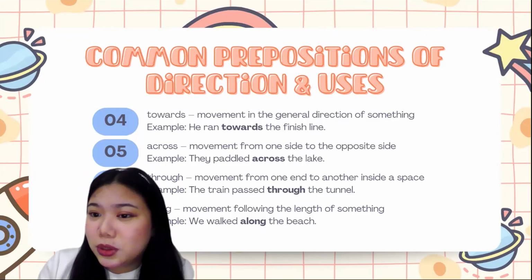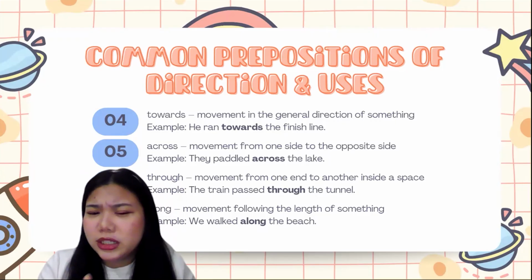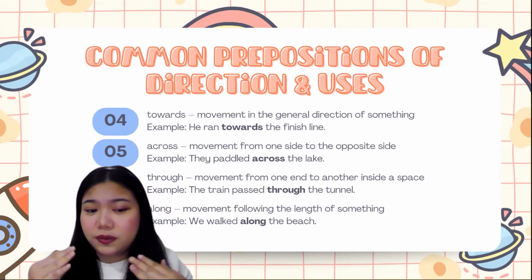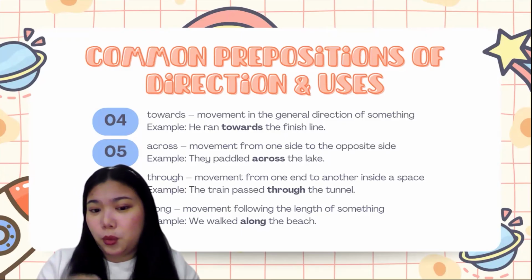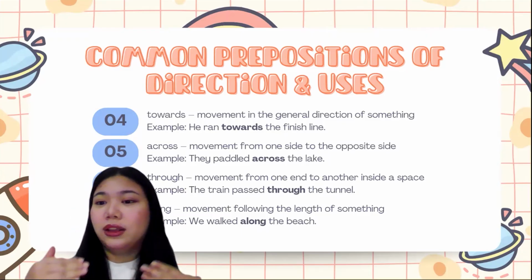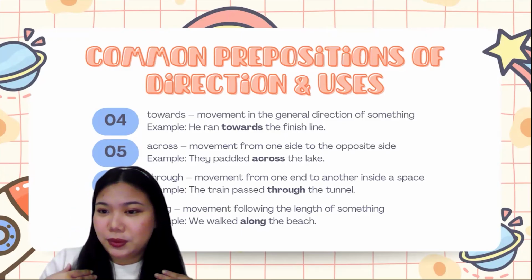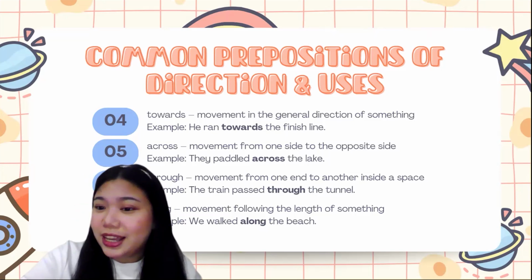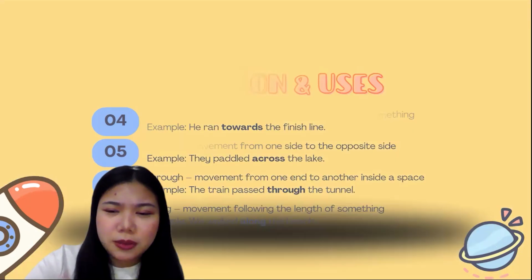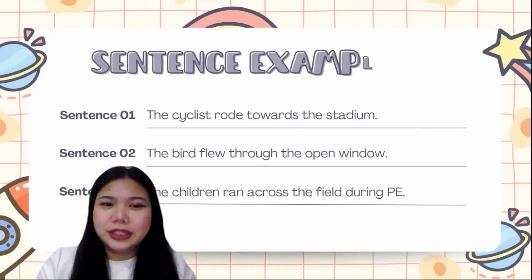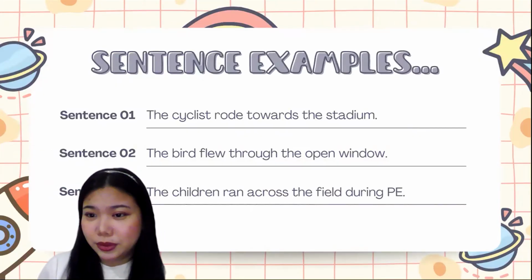Last but not least, along. Along is movement following the length of something. For example, we walk along the beach. So that's all for the examples. Now we're going to move on to something else. These are the sentence examples.